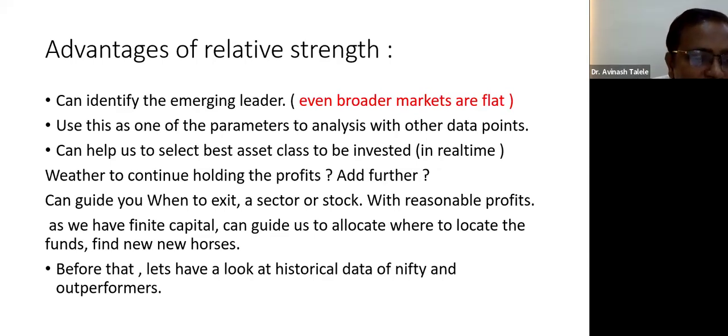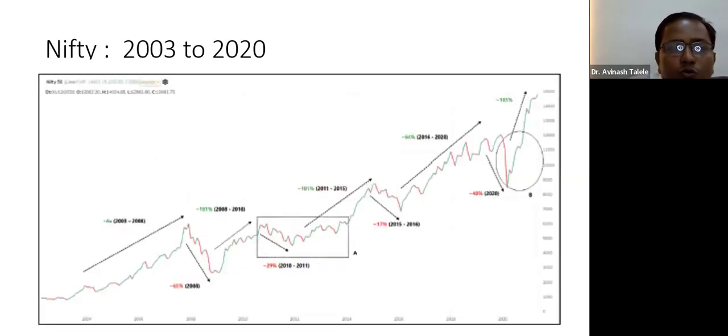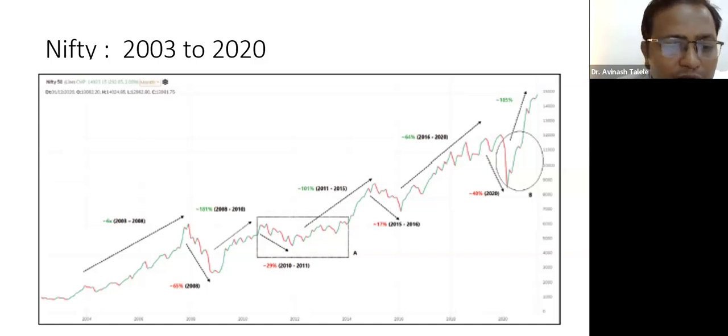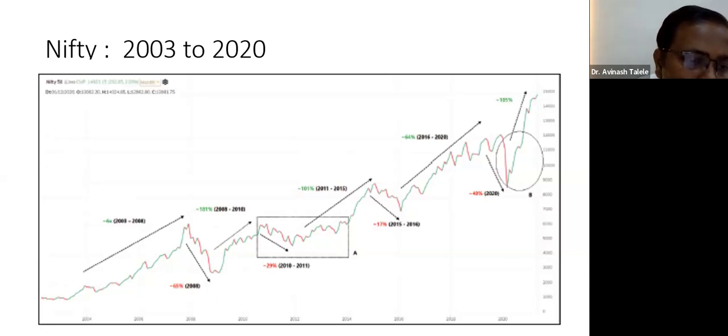So to tell you how this relative strength works, let me just draw your attention to the historical data of Nifty and the outperformance that we had from 2003 to 2020. The reason I'm declaring it till 2020 is what happened after 2020. I can show you some mature data about it. So as we can see, this is a line chart depicting almost 2 decades of data. Here we can see, can you see my cursor here?